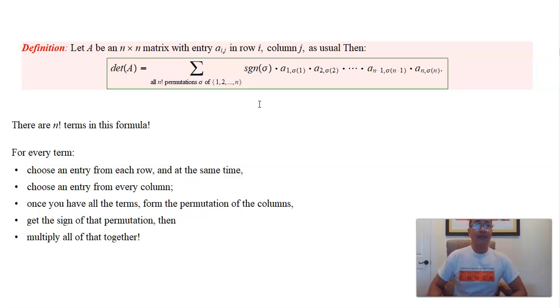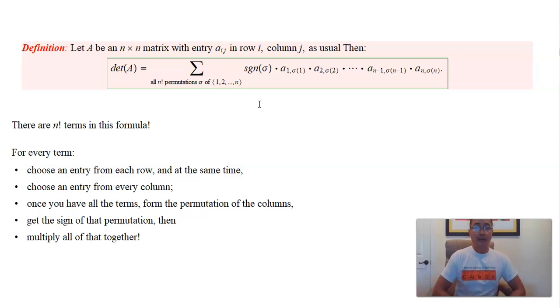So obviously that is a cumbersome way to compute the determinant. For a 4 by 4, 4 factorial is 24. Okay? So you will have 24 terms. You will have to multiply them out, and then you have to add them all together. That's a lot of work, and that's not a practical way to do it. Okay? But let's start to understand this formula.